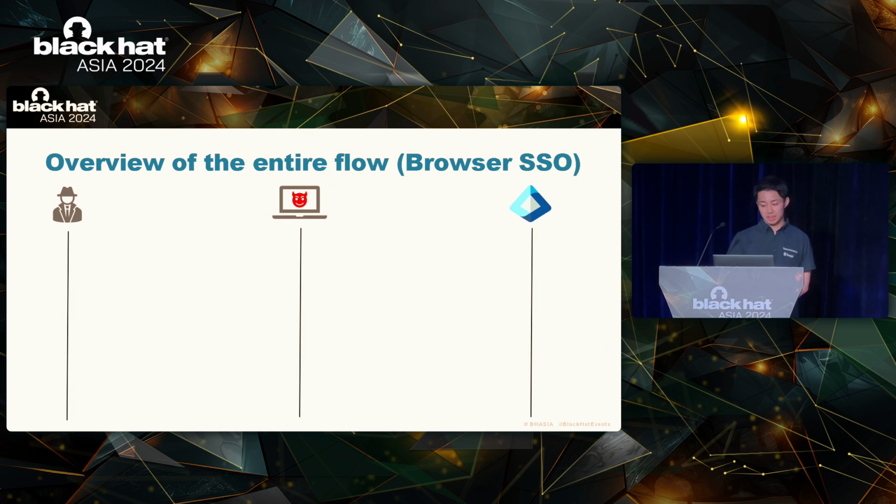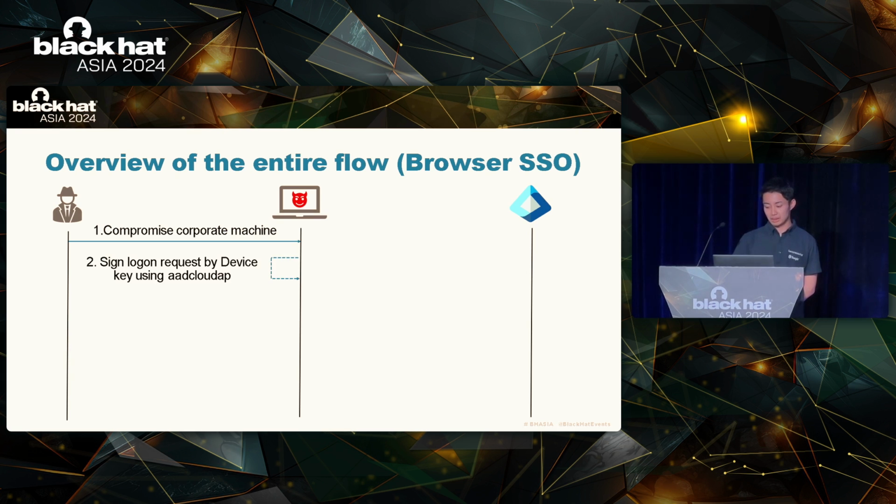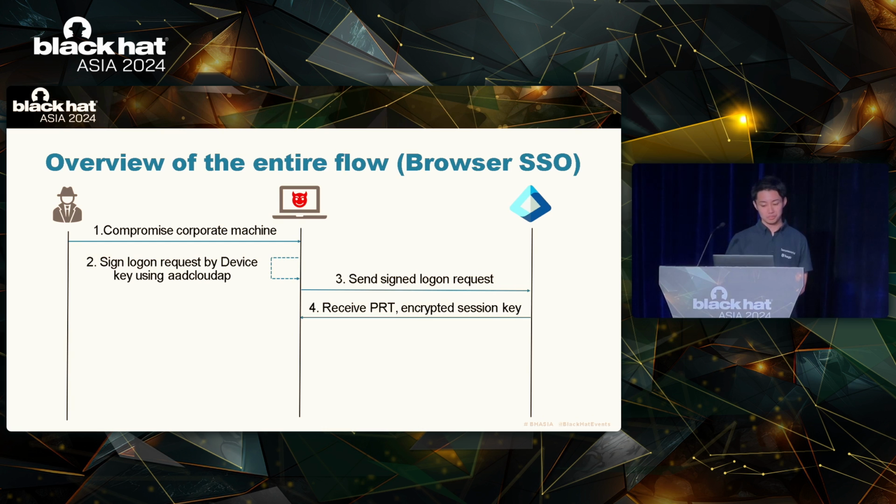So let me summarize what we have seen so far and how we can abuse them. First, we need to infect some corporate machine that is registered to Entra ID. And then from the machine, we can sign any user's login request stored in the device, signed by the device key. And then you can send the signed login request with the signature of the device key, and you can get the user's PRT, and also you can get the encrypted session key. And after that, you can import the session key to TPM and decrypt it by the transport key stored in TPM, thanks to the undocumented APIs.